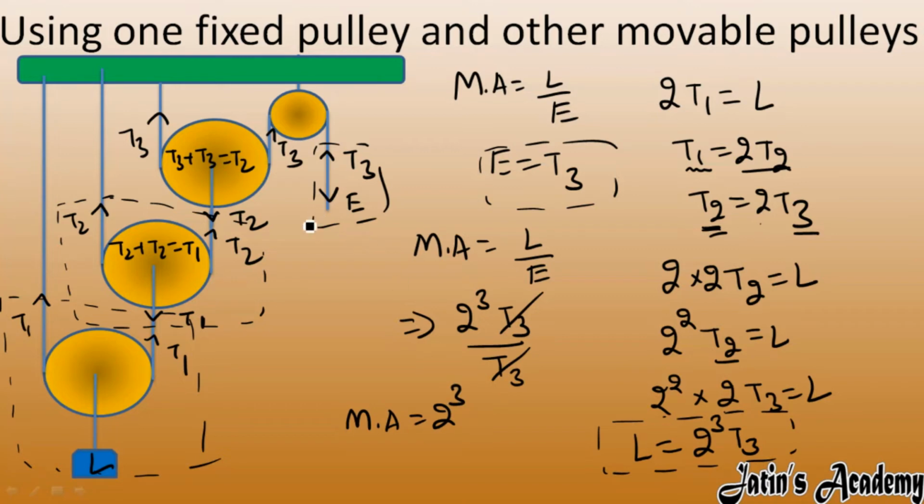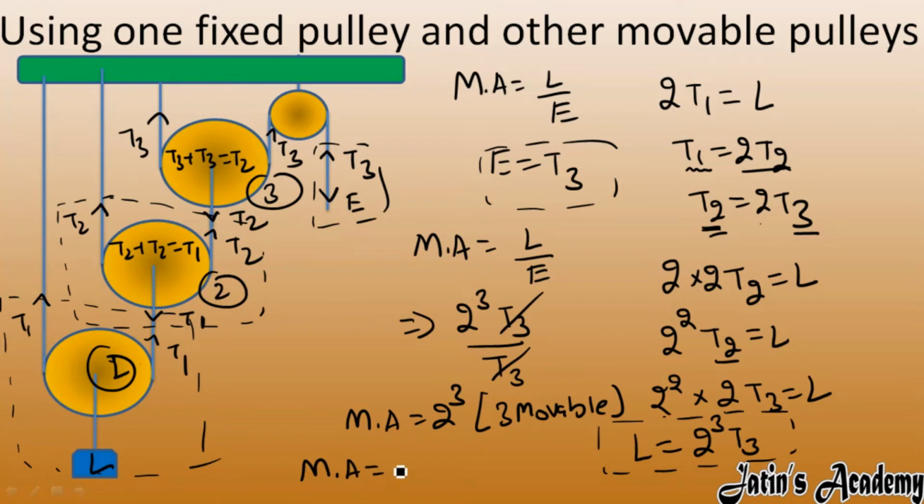Now carefully see here. We have three movable pulleys: the first movable pulley, the second movable pulley, and the third movable pulley. For these three movable pulleys, the mechanical advantage of each is 2, here 2, here 2. So they are actually multiplying. So we got 2 raised to power 3 for 3 movable pulleys. But if we have n number of movable pulleys, then the mechanical advantage we get is 2 raised to power n. Clear this part?